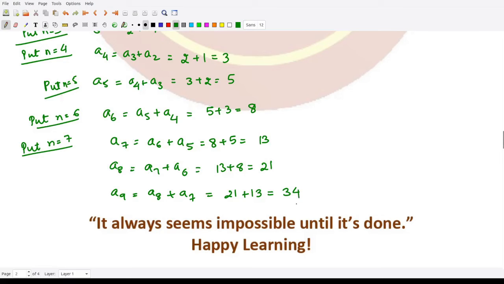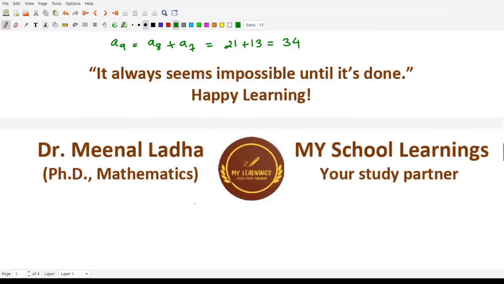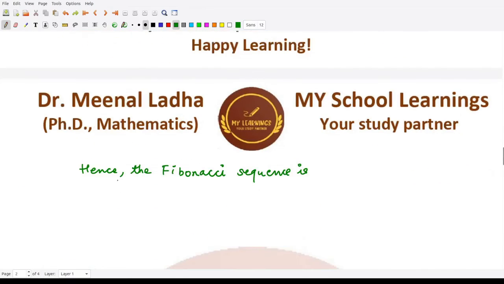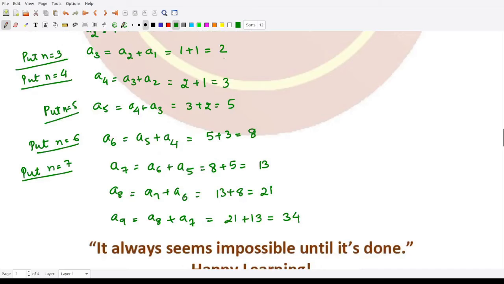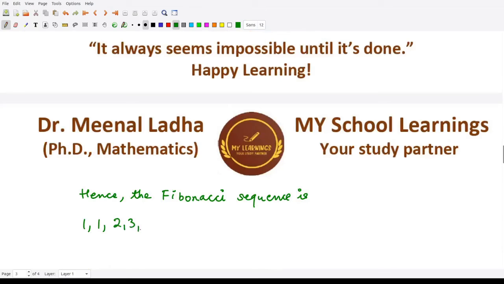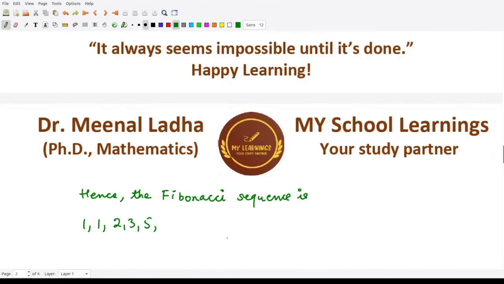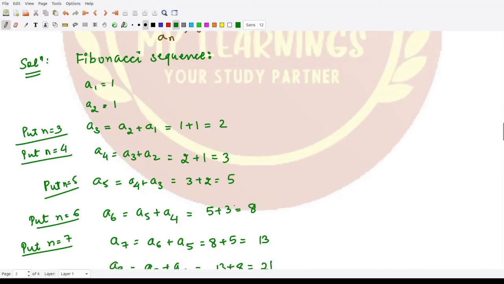So therefore, what all terms do we have here? Hence, the Fibonacci sequence looks like this. The first term here is 1, the second term is 1, so let's copy the contents here. 1 comma 1, the third term is 2, then we have 3, then we have 5, right? So it is 2, 3, 5. Next term is 8, 13. So let's write down 8, 13, and then you see actually what is happening here, we are just adding them.